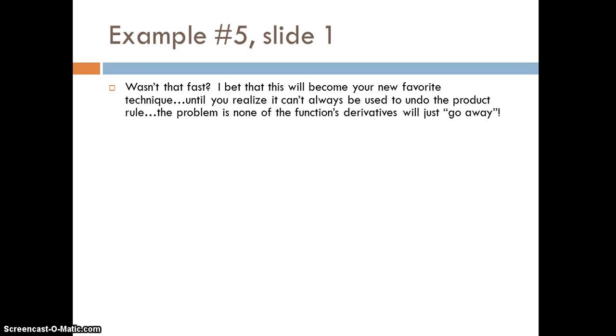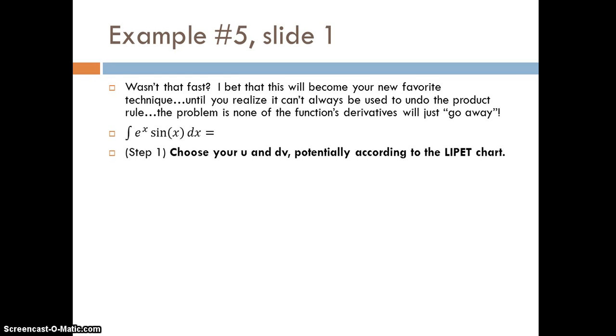Well, sort of. You can't always use this tabular integration on your product rule problems. The problem is if you have a function whose derivatives don't go away necessarily. For example, the integral of e to the x sine of x dx. In this case, we're going to choose our u and dv carefully according to LIPET. Our u is going to be e to the x, our dv is sine of x dx, du is e to the x dx, and v is negative cosine of x.